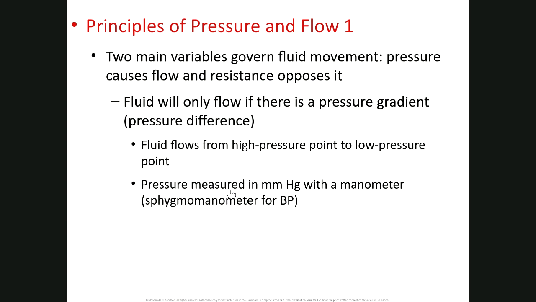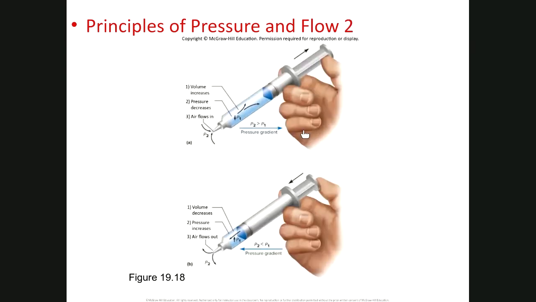Fluid flows from a high pressure point to a low pressure point, and pressure is measured in millimeters of mercury with a sphygmomanometer. This syringe shows you that at a given time you have a certain volume and pressure. If you pull on the plunger, you will increase the volume inside the syringe.